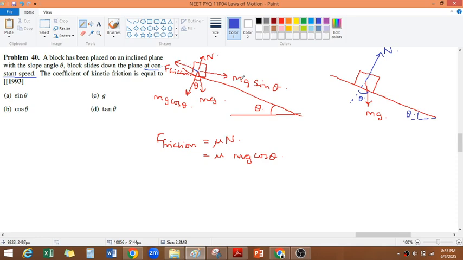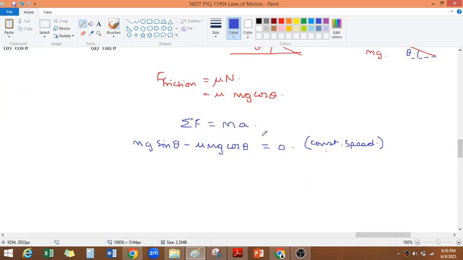So now if you see this one on the inclined plane, sigma F is equal to ma. Sigma F means mg sin theta minus friction, which is mu mg cos theta, is equal to ma, and acceleration is 0, constant speed. I told you 1000 times, the most important formula in mechanics is sigma F is equal to ma. Since it is 0, m can be removed, so I can divide by m. g can also be removed.